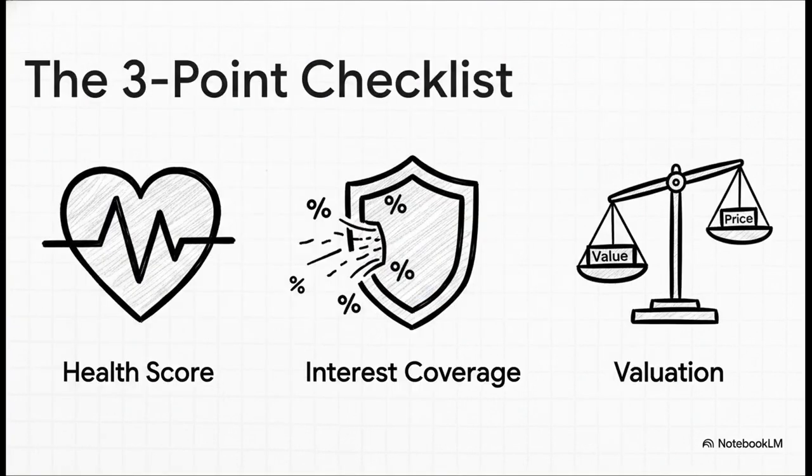So how do you figure it out? You don't guess. You use a simple 3-point checklist. Number 1, check the company's fundamental health score. Is the business itself strong? Number 2, check its interest coverage ratio. Can it easily pay its debts? And number 3, look at its current valuation. Is it actually cheap compared to where it usually trades? If you get 3 green lights here, you might be onto something really good.